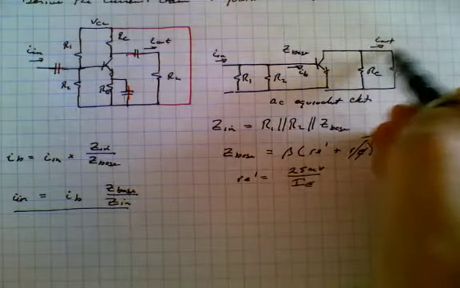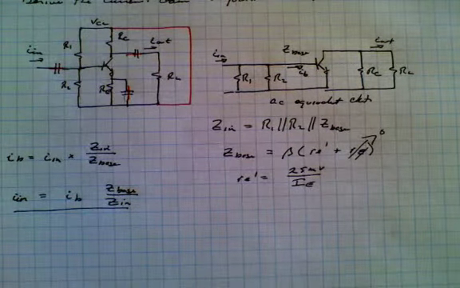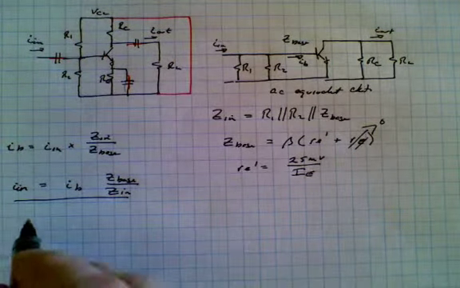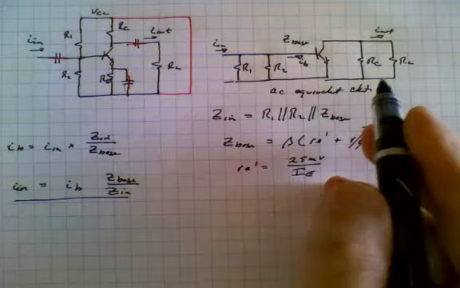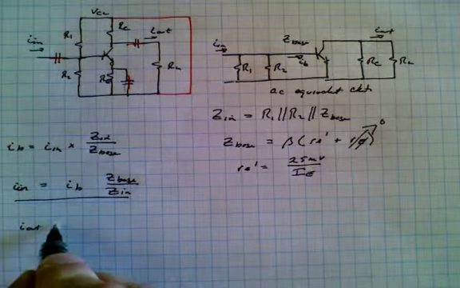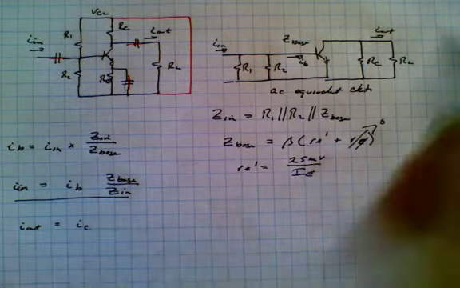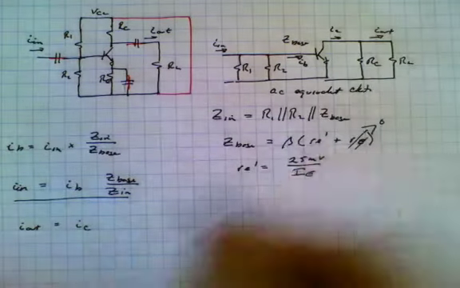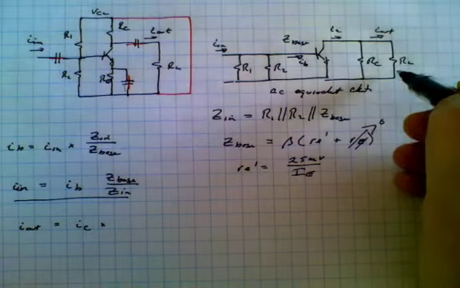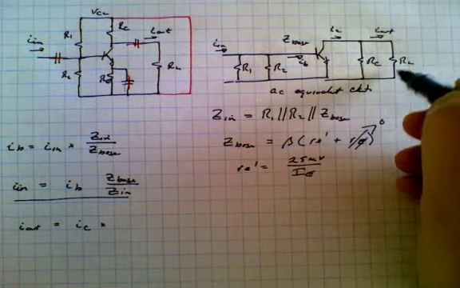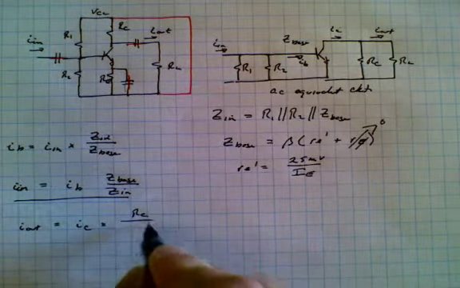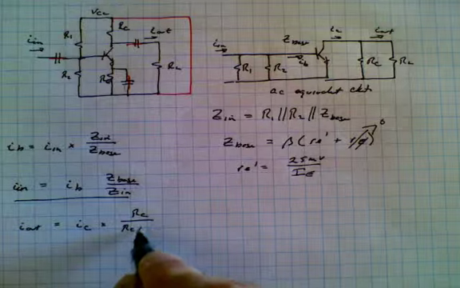Now we'd like to find one for the output current. And again, we can apply the current divider rule. And here it is: I out is equal to IC, the collector current, times RC over RC plus RL.